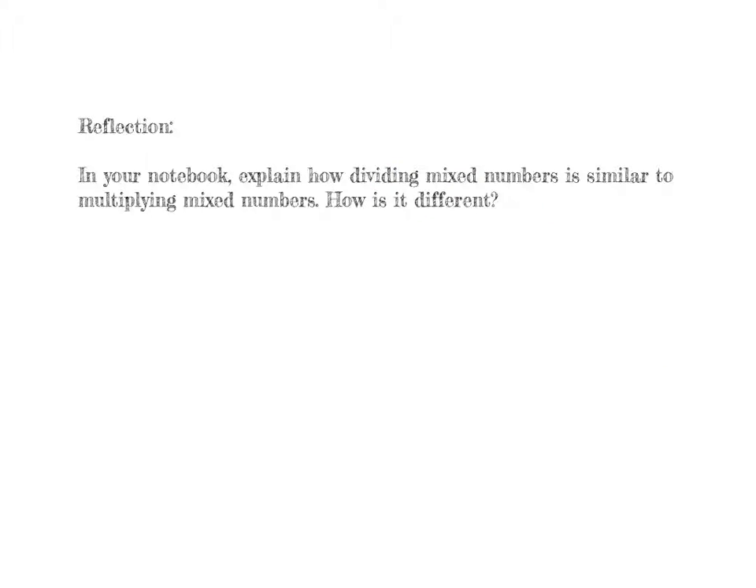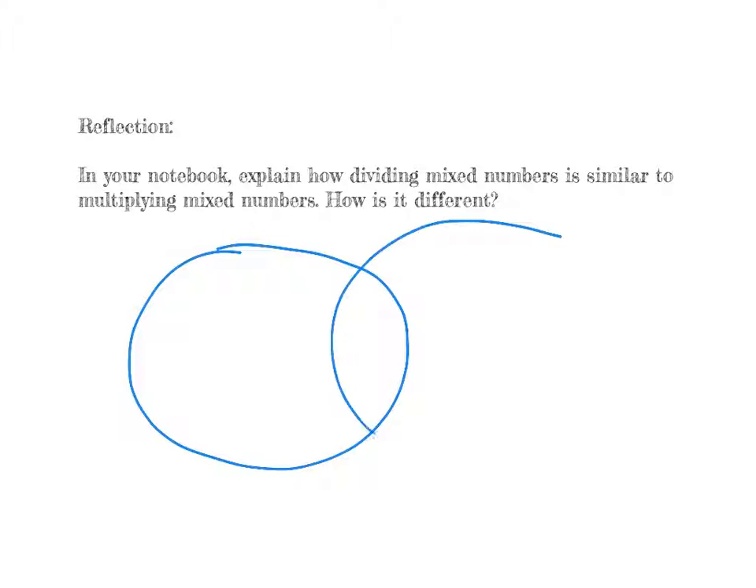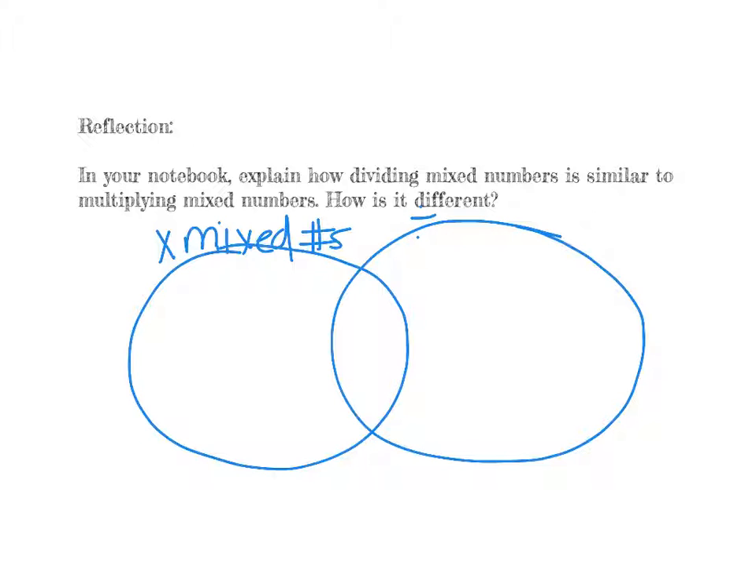Okay, I want you to take a second and think about what you know about multiplying and dividing mixed numbers. And in your notebook, will you explain how dividing a mixed number is similar to multiplying a mixed number, and how is it different? One way you could do this is you could use a Venn diagram. Okay. Oh, that was an ugly circle. Let's try that again. You could explain multiplying mixed numbers and dividing mixed numbers. Okay. And you could go ahead and explain the difference there for me.